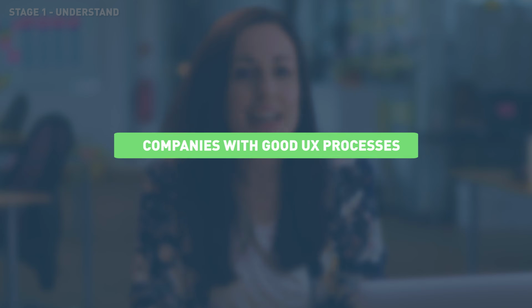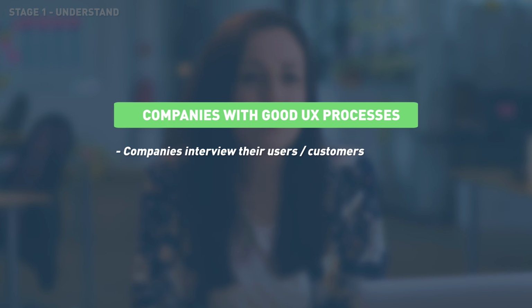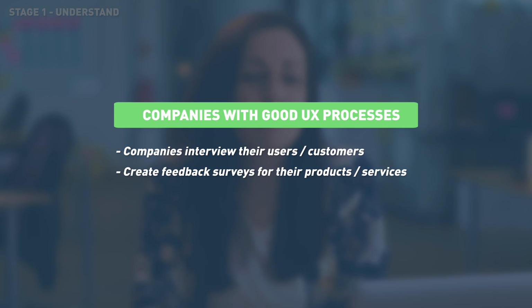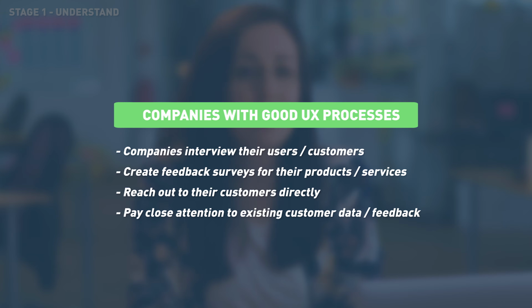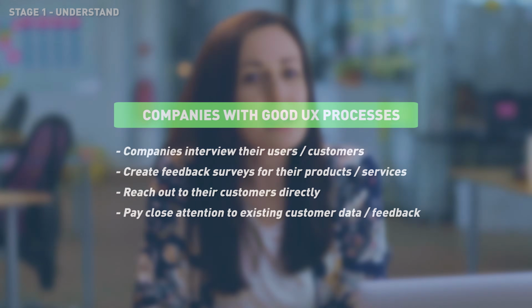The kinds of things you'll see companies who do UX well in that understand stage are things like interviewing their users, creating surveys to ask their users questions about where their challenges are or what they want improved, reaching out to their customers and really trying to find out what they need, and also things like observing the data that they already have. If they have a product or service that their customers are already using, they'll pay attention to how they're already using it and use that information to understand before they try and come up with the best solutions. Let's look at a real example to illustrate this.